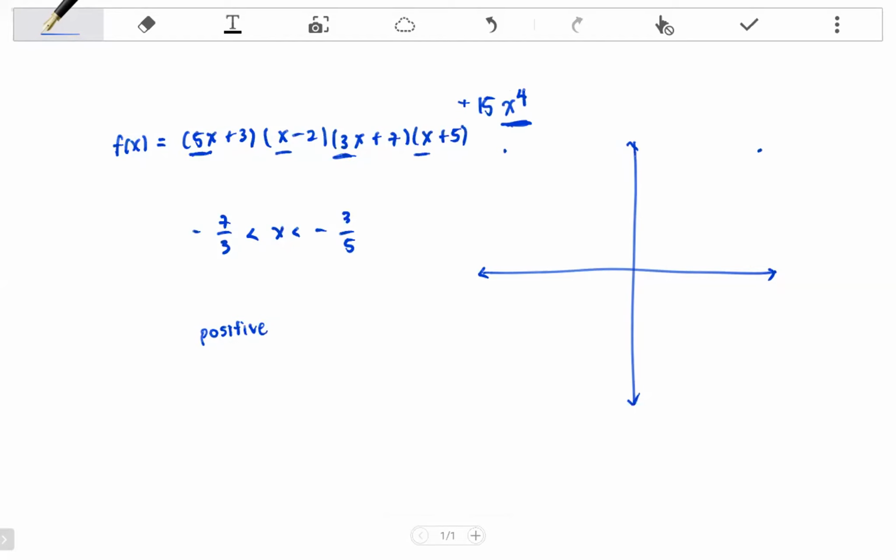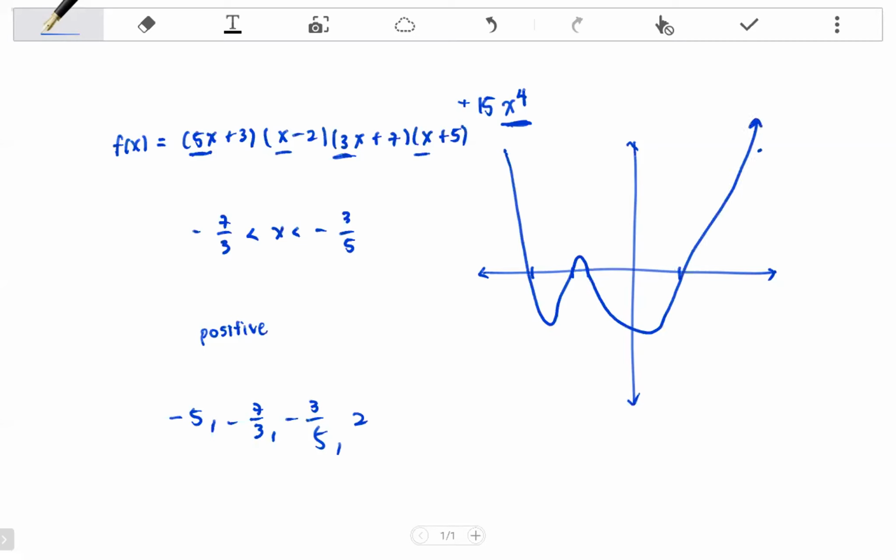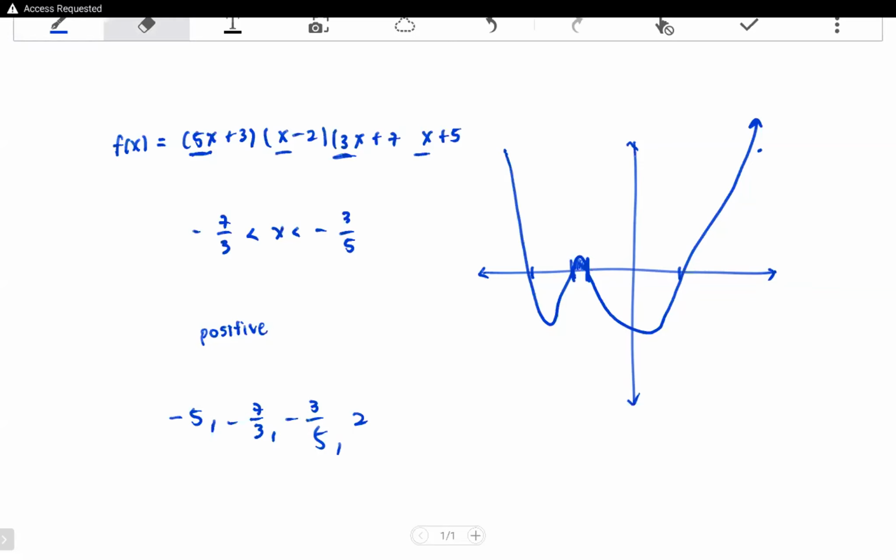Let's look at our zeros. Our zeros are going to be -5, -7/3, -3/5, and 2. So -5 somewhere here, -7/3 somewhere, -3/5 somewhere here, and 2 is somewhere here. So it's going to do this, this, this, this, and go back up. And what is it between this point and this point? That tiny little thing is going to be positive. Positive is correct. Let's move on.